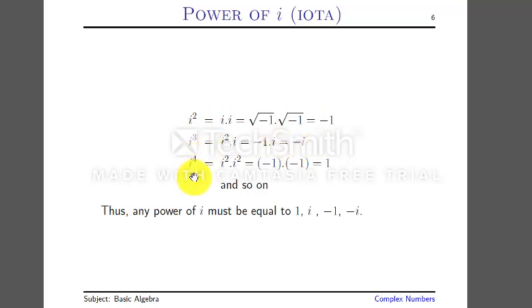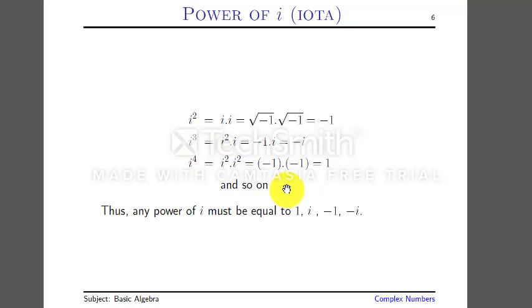And what is iota 4? We can write iota 4 as iota square dot iota square. Iota square multiplied with iota square, and the value of iota square we know is minus 1. So minus 1 multiplied with minus 1 will provide us 1. And so on, we can take the value of iota 5.